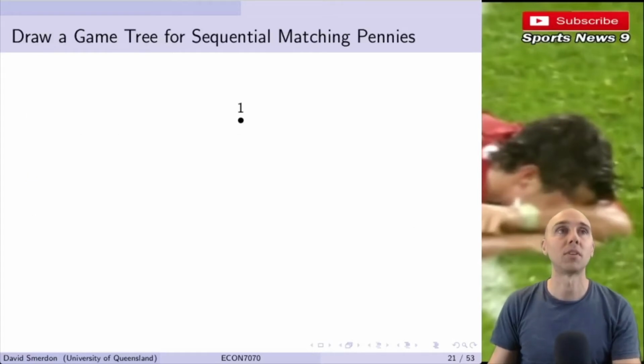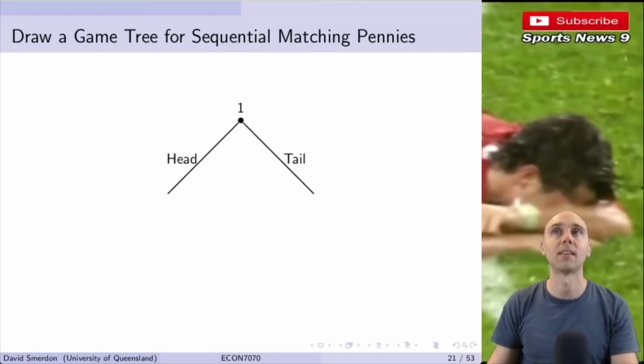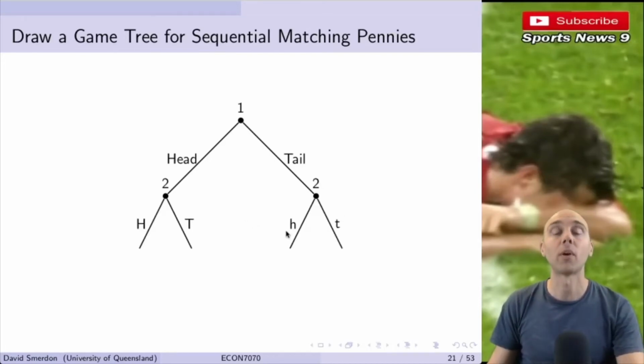So let's draw the game. We start with a root node and we put the player who makes the decision, and that's player 1. Player 1 can make two decisions. We draw those branches and we put the actions, heads and tails. At the end of each of these branches is a decision node with player 2's choice. Player 2 can choose between two actions. Now, very important, what I've done here is I've labeled player 2's actions with capital letters along the branch where player 1 plays heads, and small letters along the branch where player 1 plays tails.